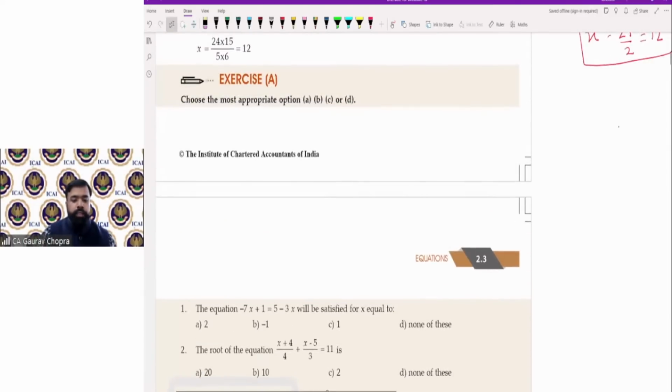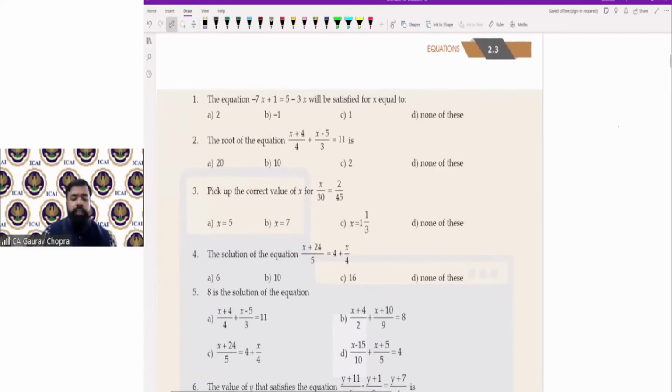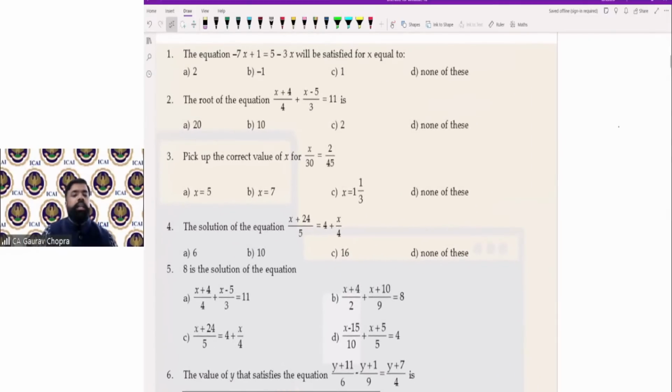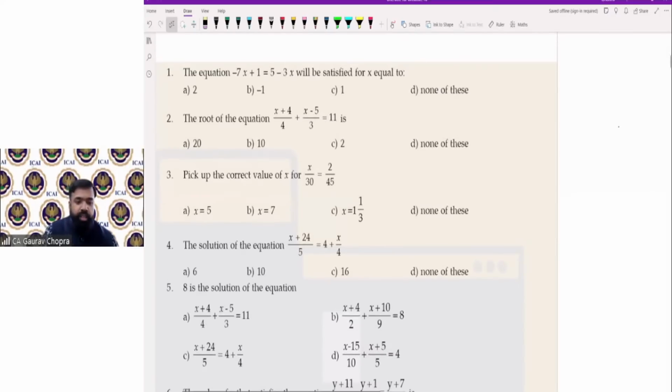So exercise number 8. This exercise is basically a very basic exercise. So we will do some random questions from this because this is basically an exercise based on, you can say, up to grade 8, class 8. So let's see the first equation.